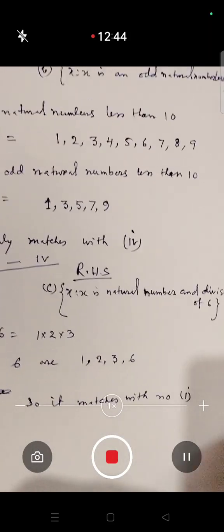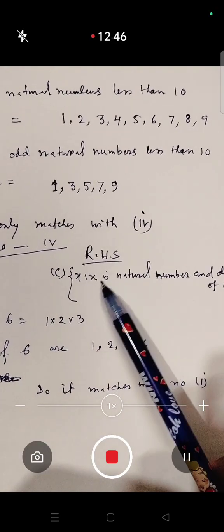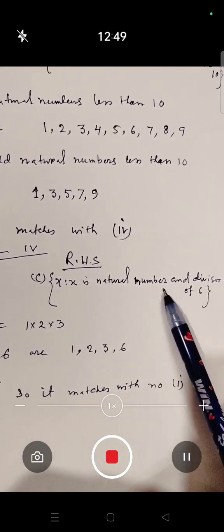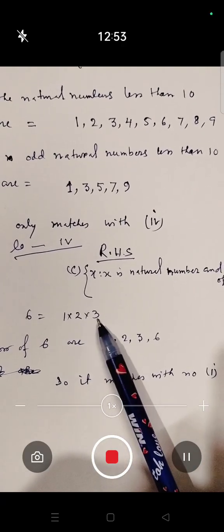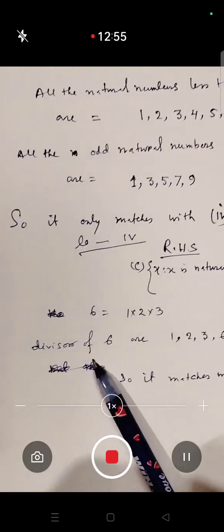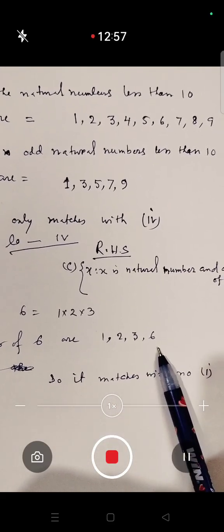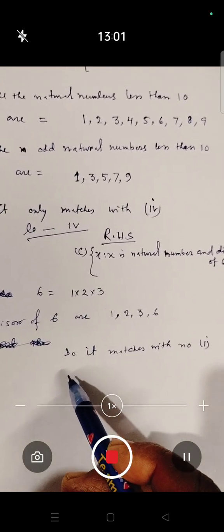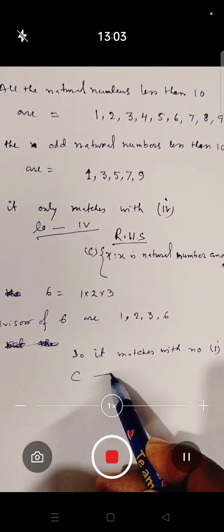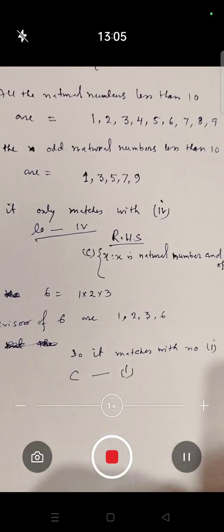Now next, C. Right hand side: X is such that X is a natural number and a divisor of 6. X is equal to 1, 2, 3, 6. So the divisors are 1, 2, 3, 6. So it matches with number 1. So we can write C matches with 1.